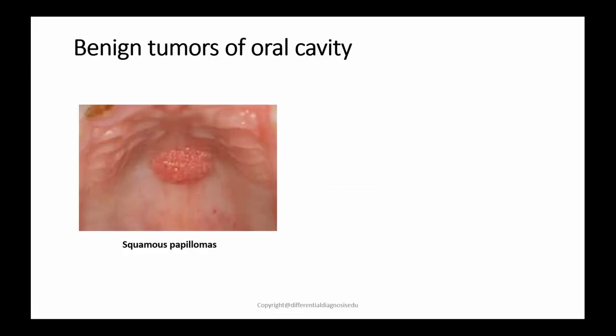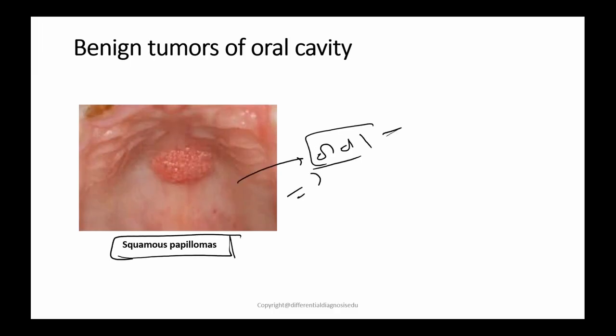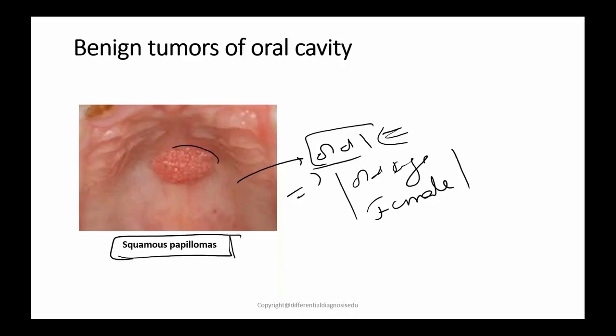So this is a benign tumor of the oral cavity. It's more common in old age. I actually saw one a few days ago. More common in old age, female. This is the palate. Squamous papilloma.